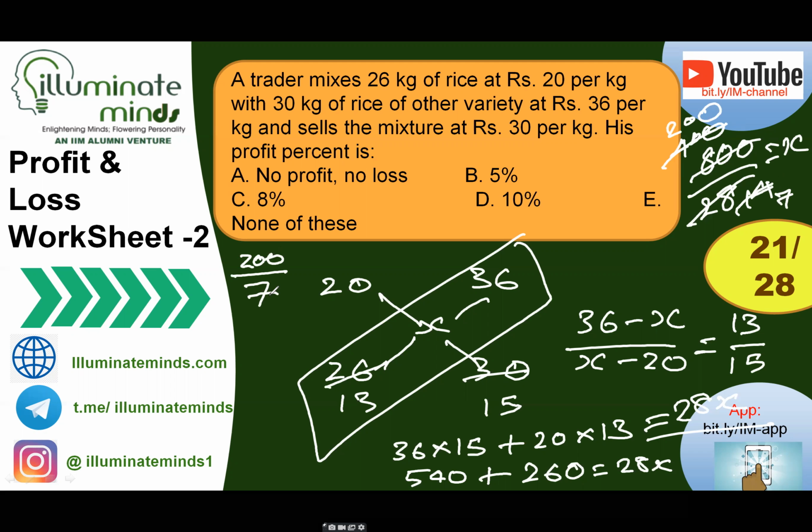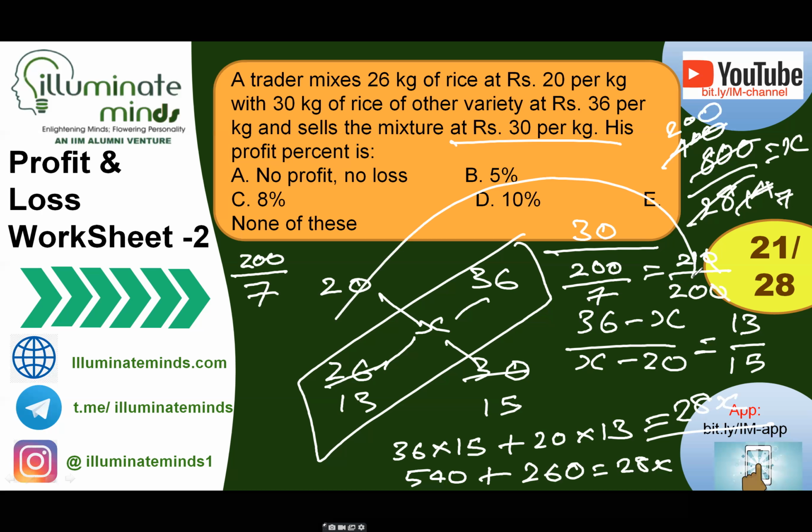Now, he sells the mixture at 30 rupees per kg. So I will do 30, that is the selling price, divided by my weighted average cost price, which is 200 by 7. So this will make it equal to 210 by 200, 21 by 20, which means 1.05. 1.05 means 5% profit. Okay, guys.